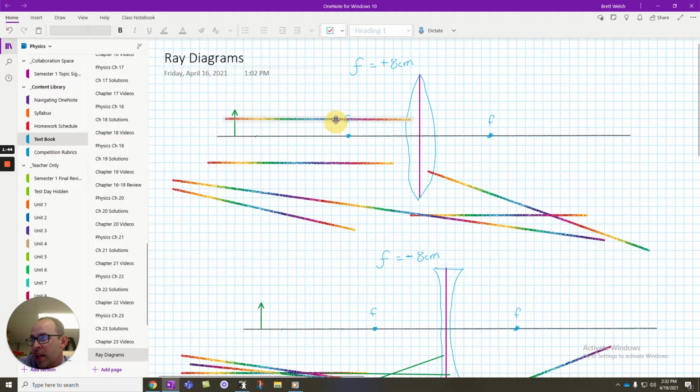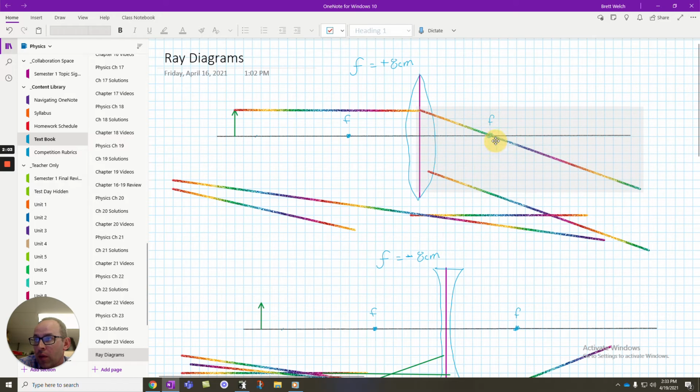So first thing I'm going to do is draw a ray that goes from the tip of the arrow parallel to the axis, and will hit the lens right in the center of that lens. From there, that ray is going to be deflected or refracted to pass through the focal point. So you can see how it bends and goes through the far focal point.